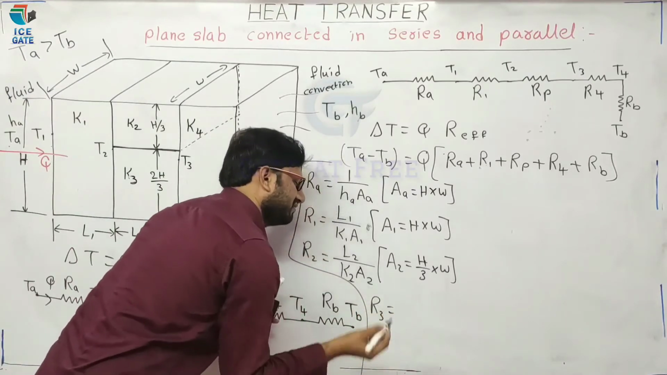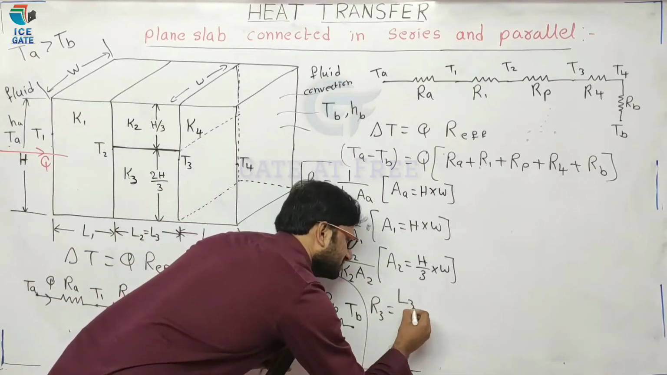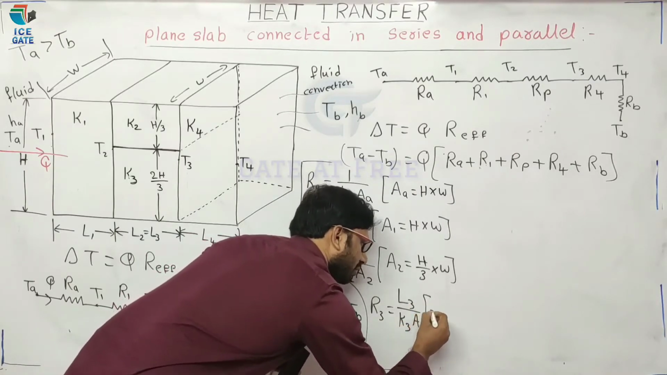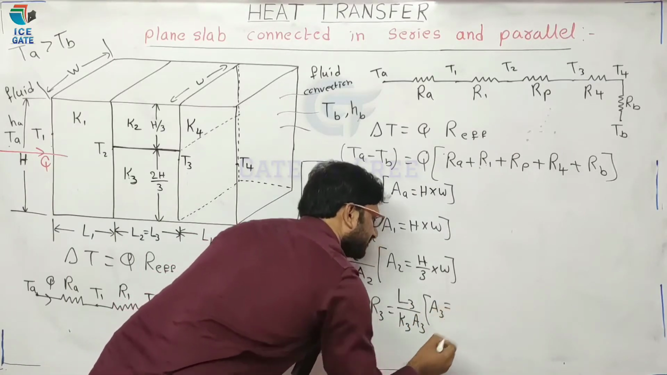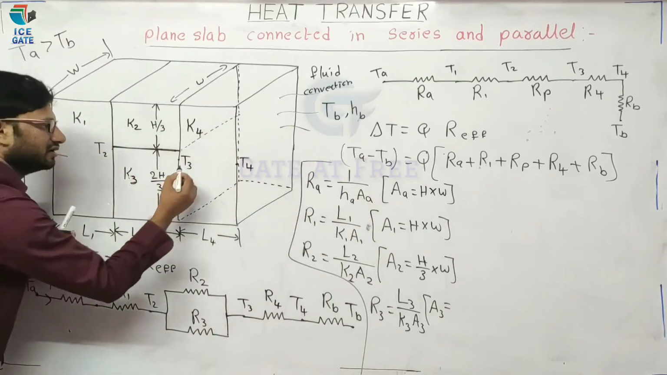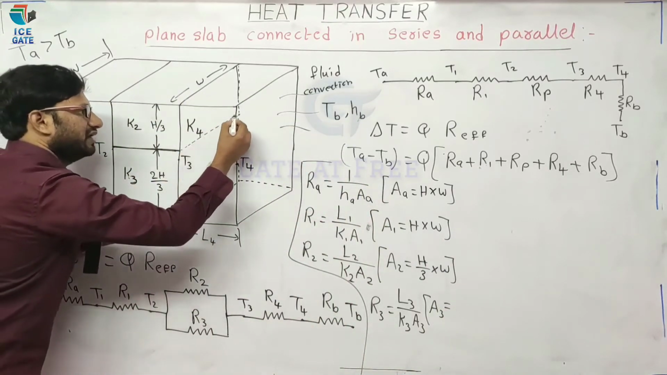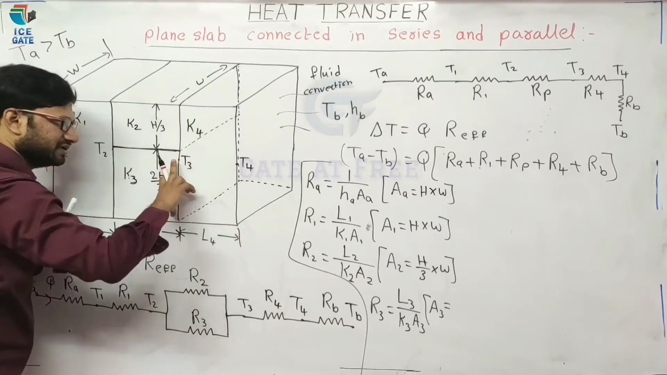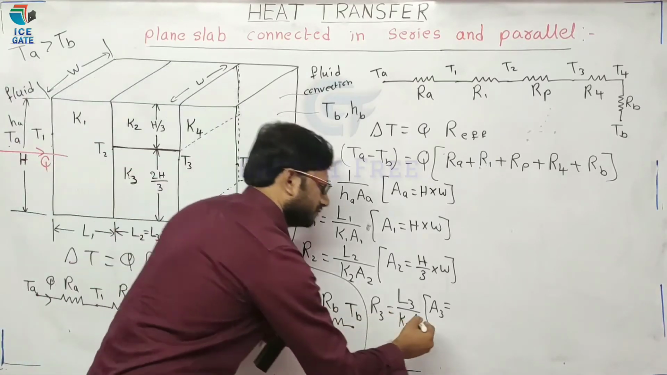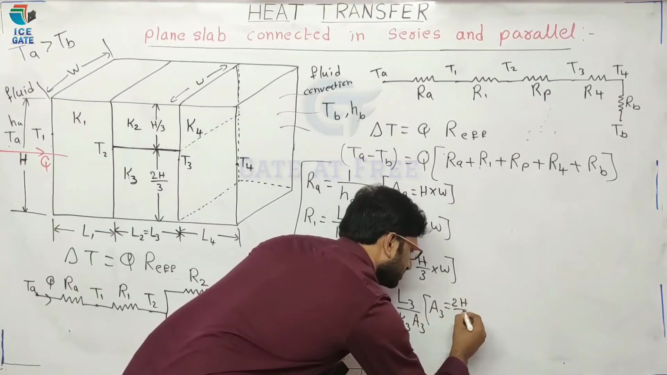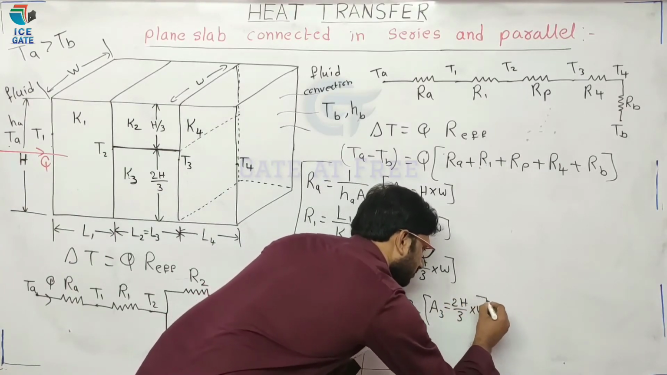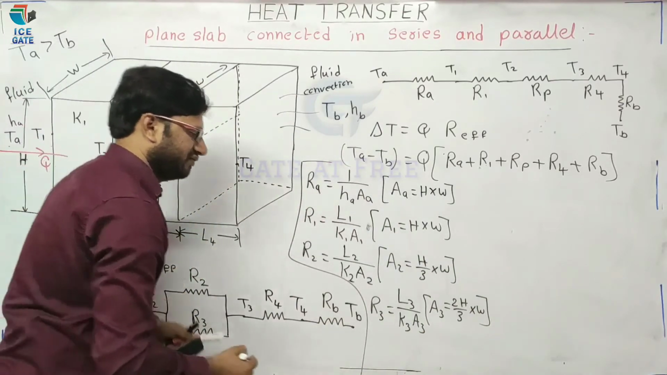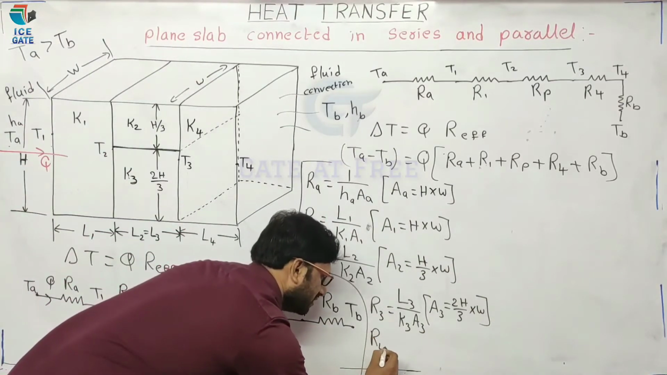R3. What type of resistance is it? Conductive resistance. That is L3 by K3 into A3. Now what is A3 here? The heat flow area of the third material, that is 2H by 3 into width. Okay, now next, R4. What is R4?